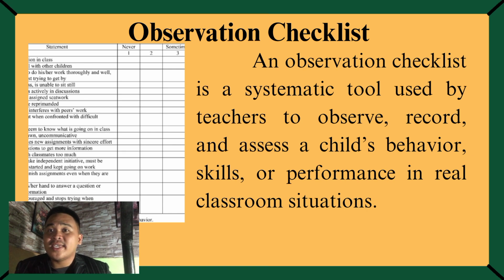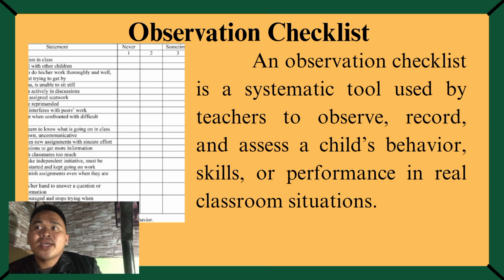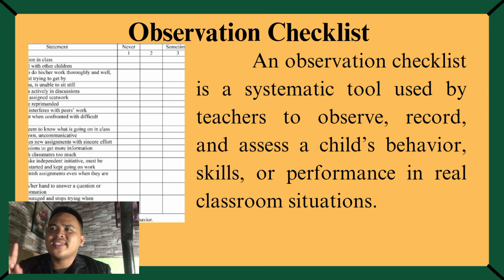So, the first type of assessment is the observation checklist. Try to observe the picture that I have shown above. That is an example of an observation checklist. An observation checklist is a systematic tool used by teachers to observe, record, and assess a child's behavior, skills, or performance in real classroom situations. In the context of inclusive education, it is particularly useful for assessing children with additional needs, as it helps the teacher monitor progress, participation, and social or academic skills in a structured way.